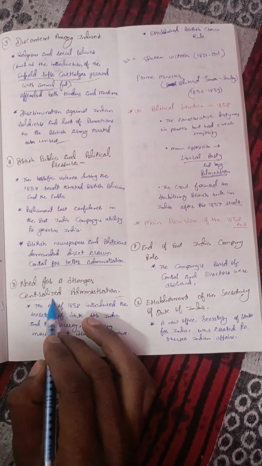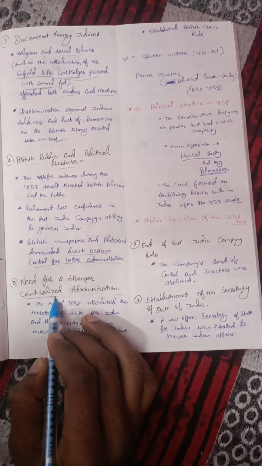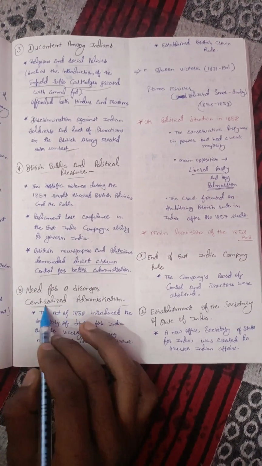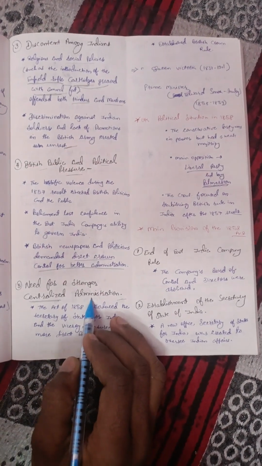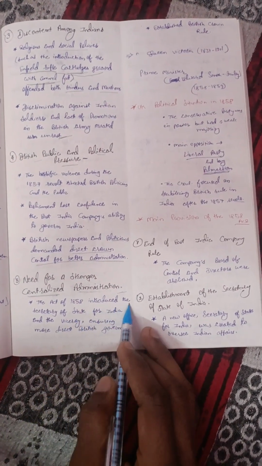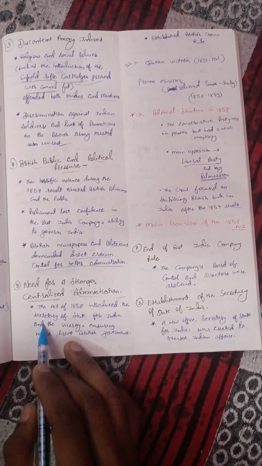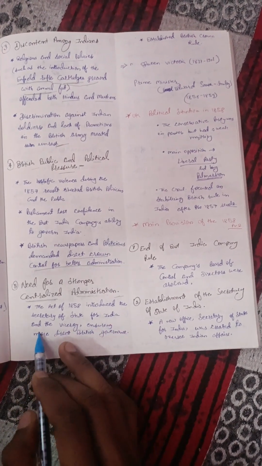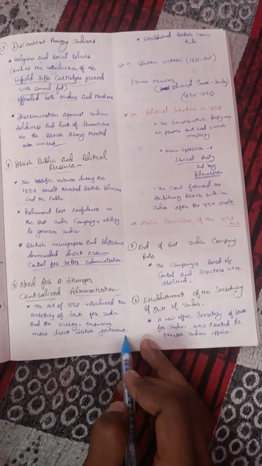Centralized means of the center. So basically, here the centralized administration means British Crown administration. Administration again means rule. So the Act of 1858 introduced the Secretary of State for India and the Viceroy, ensuring more direct British governance.